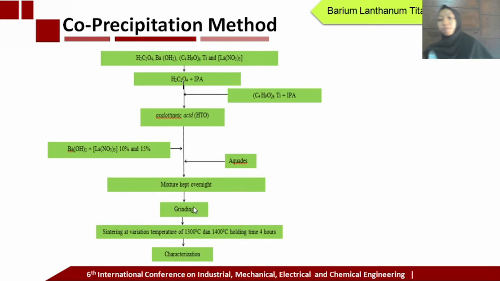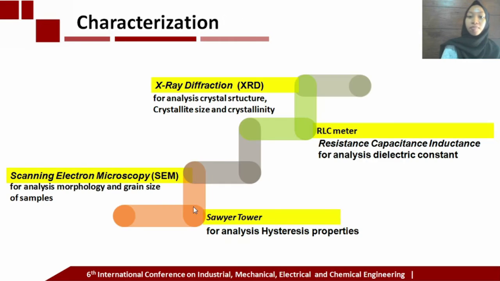The next step is characterization. There are 4 kinds of characterization. First is XRD characterization for analysis of crystal structure, crystallite size, and crystallinity. The second is scanning electron microscopy, or SEM, to analyze the morphology and grain size of the sample, and then the RCL meter for analysis of the dielectric constant, and the last is the Sawyer-Tower for analysis of hysteresis properties.